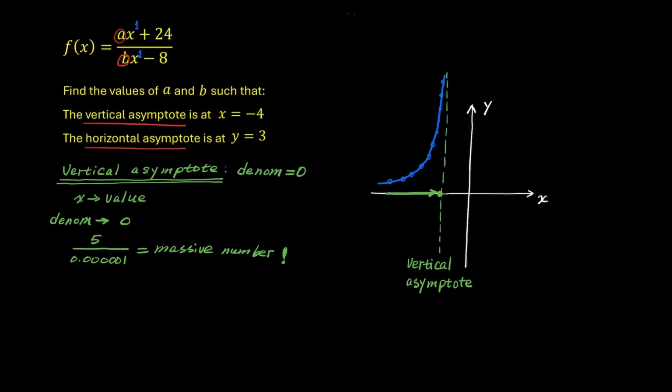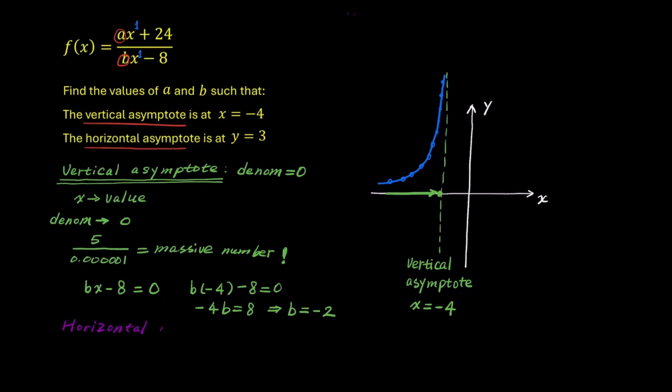So we're told our vertical asymptote is at x equals -4, and that means if we plug -4 into that denominator, the whole thing has to crash and equal 0. Let's try that out. So b multiplied by -4 minus 8 equals 0. Now we just solve for b. Move the 8 over and we get -4 multiplied by b equals 8. Divide by -4, and there we go, b equals -2. Okay, so we are halfway there.